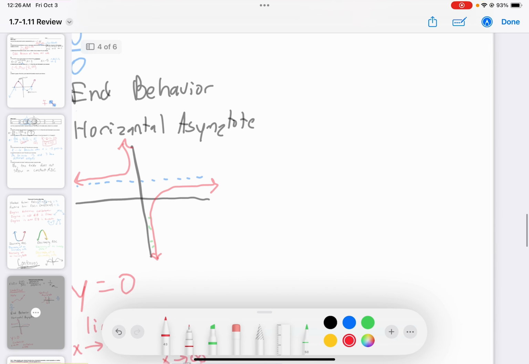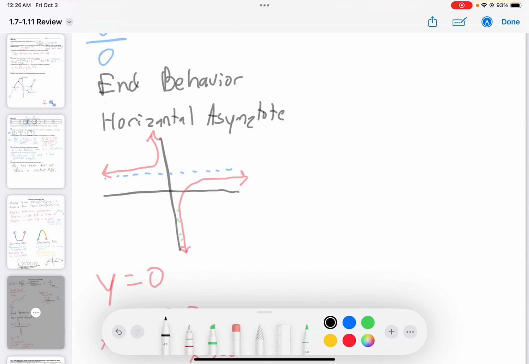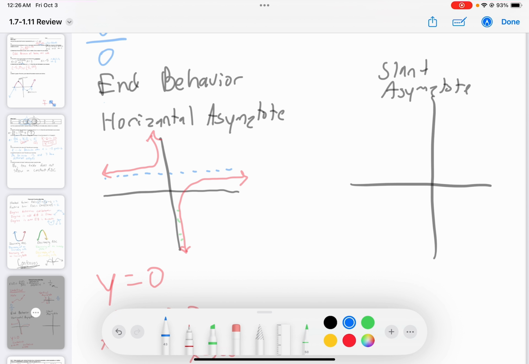All right, looks like my slant asymptote graph is gone. I'm just going to redraw it. Slant asymptote. I do not know why the iPad crashes out like that and erases stuff.